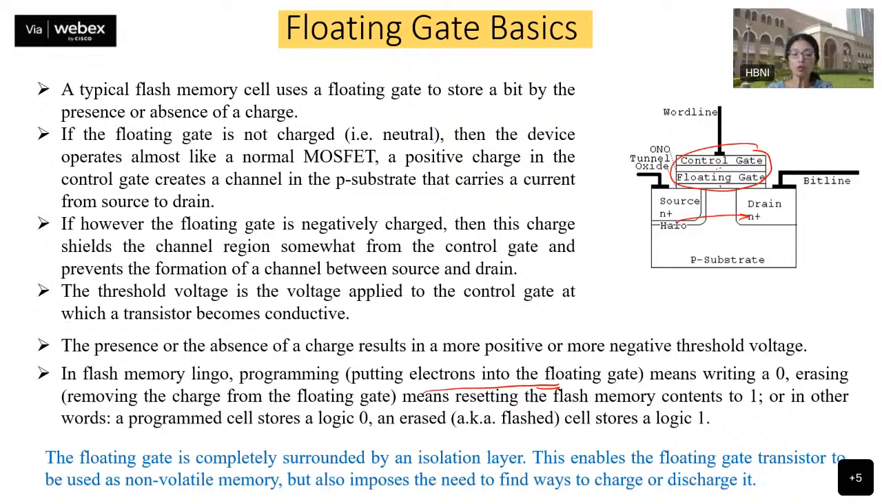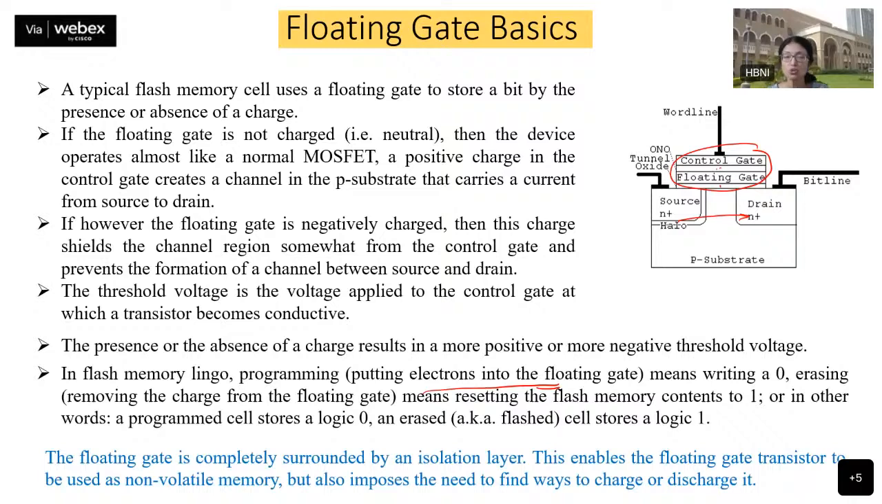Now you have to remember the floating gate is completely surrounded by an isolation layer. This enables the floating gate transistors to be used as non-volatile memory, but it also imposes the need to find ways to charge and discharge it. The floating gate is isolated, so that is definitely the reason why you have a non-volatile memory. But the problem is that you need to find ways to charge and discharge it because it is wrapped in an isolation layer.